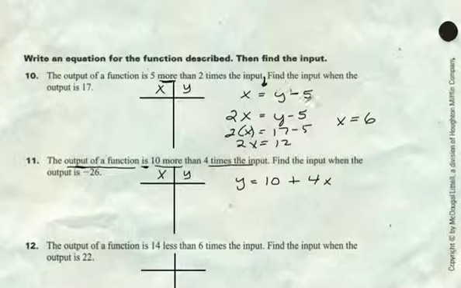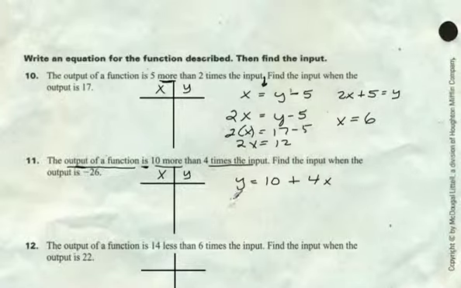This is basically the same as this. If I were to have switched this around, instead of y minus 5, if I were to add 5 to each side to get rid of it, I would have had this equation: 2x plus 5 equals y. It would have been the same thing.